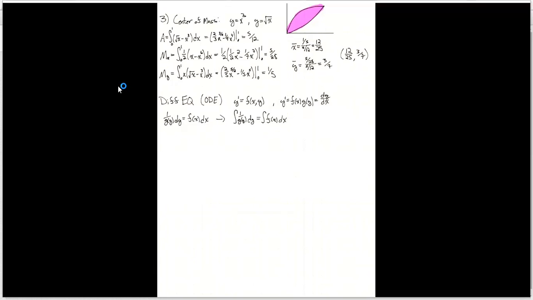That brings us to number 4 here. And we've got that y prime is equal to 2xy over 1 plus x squared. So I'm going to give you guys a few minutes, work on the problem, see what you come up with.